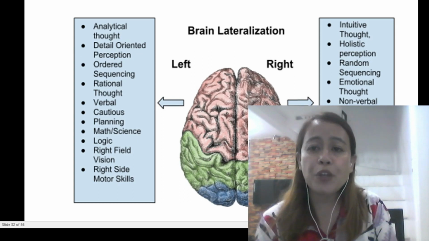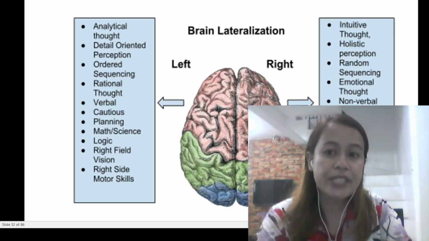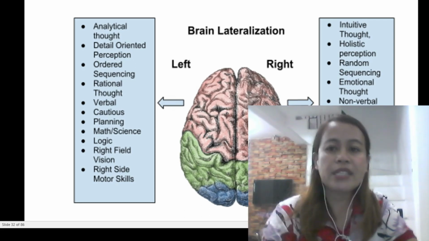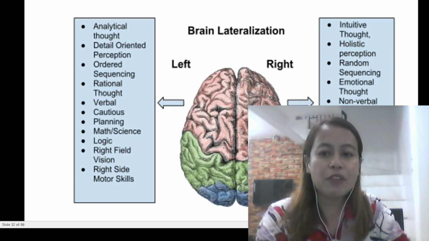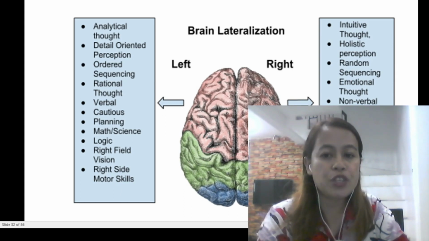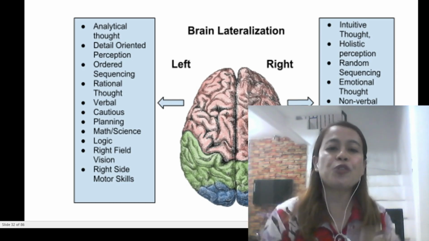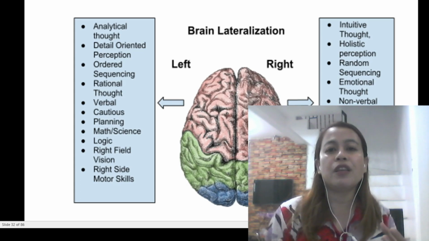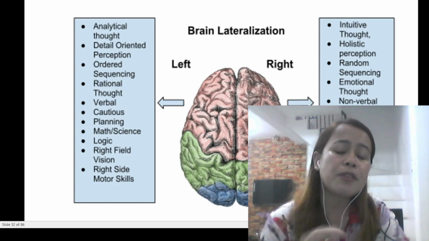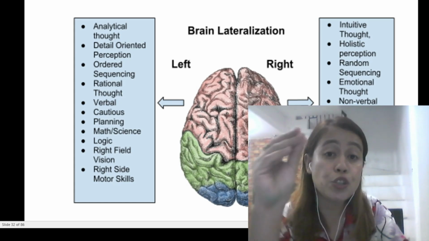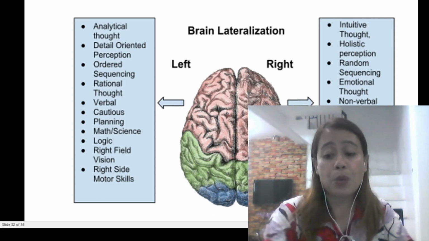We also have the right brainer people, which describes the following characteristics: intuitive thought, holistic perception, random sequencing, emotional thought, nonverbal, adventurous, impulsive, creative, writing, art, imagination, left field vision, and left side motor skills. So from this, when you try to discover your students, for example, you have 50 students in the class. That's why differentiated instruction is introduced and embraced in the K to 12 curriculum, because this is one way to answer the diversities of our students.